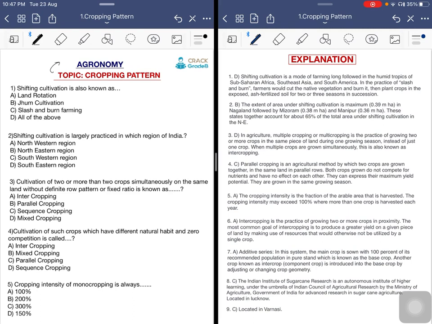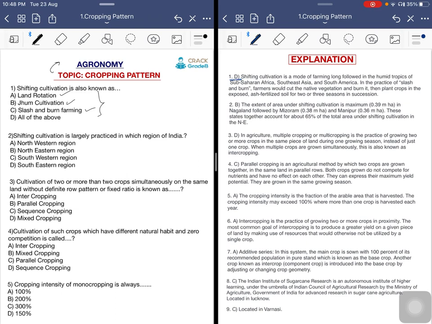The answer is D. Shifting cultivation is also known as land rotation, jhum cultivation, slash and burn farming, etc., depending upon the area in which we are. Some of the people are following it. It is not a major type of cultivation practice all over the world, but it is restricted to some parts of India.